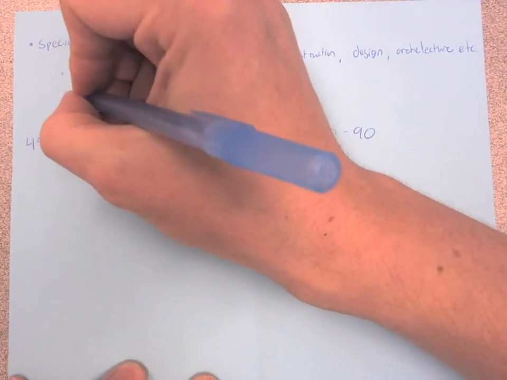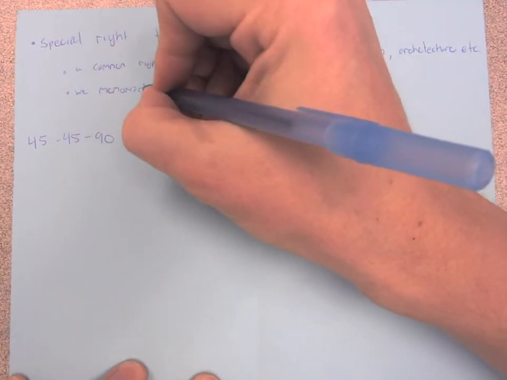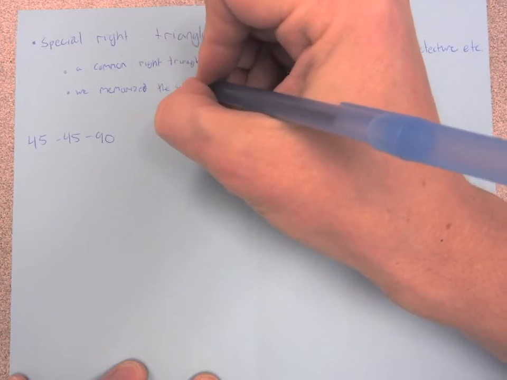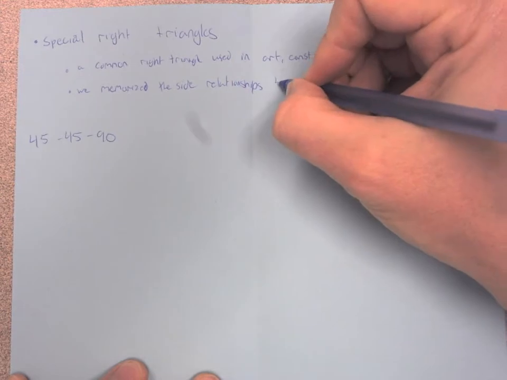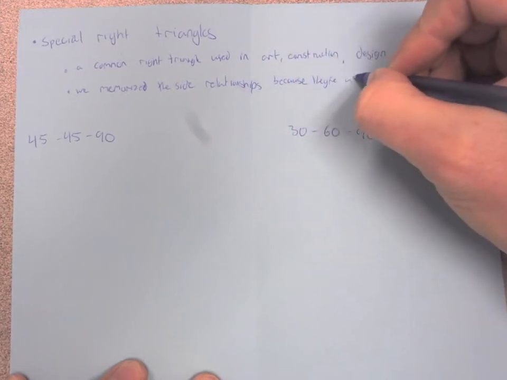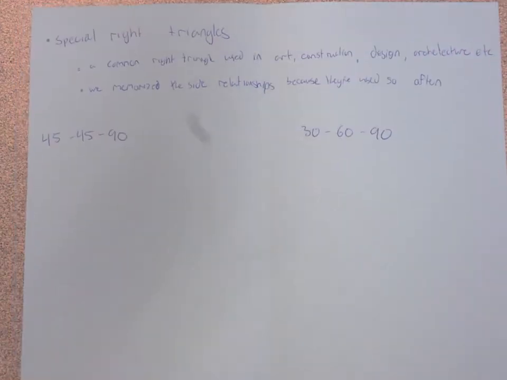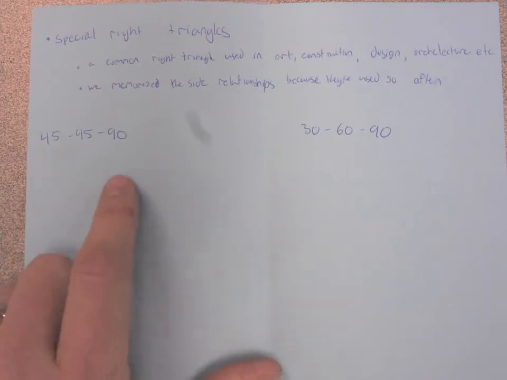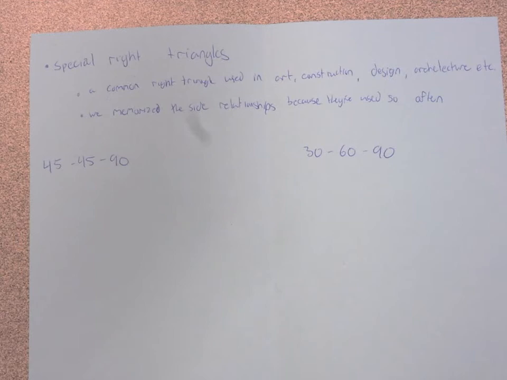So we memorize the side relationships because they're used so often. And there's two of them here. There's the 45, 45, 90 and the 30, 60, 90, and these are referring to the angles of the triangle. So let's draw the 45, 45, 90 and kind of what it looks like.